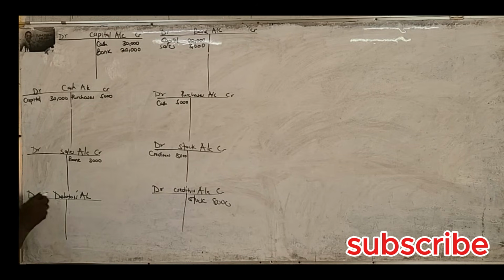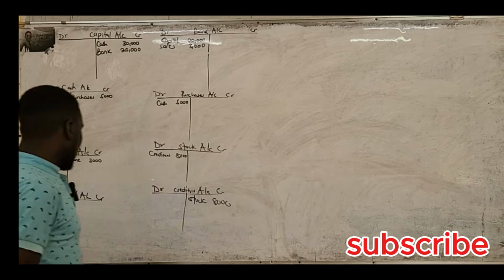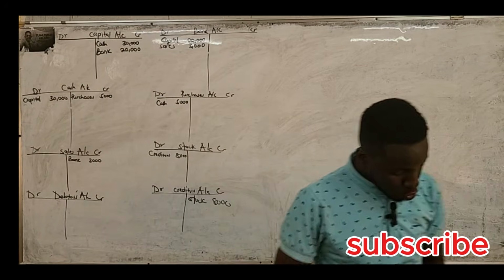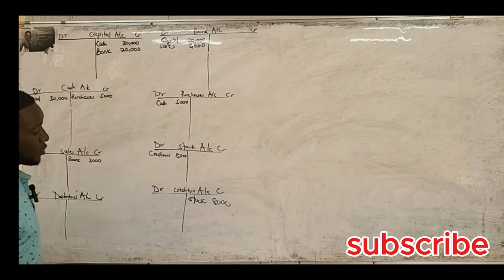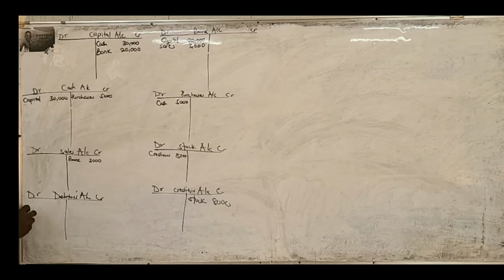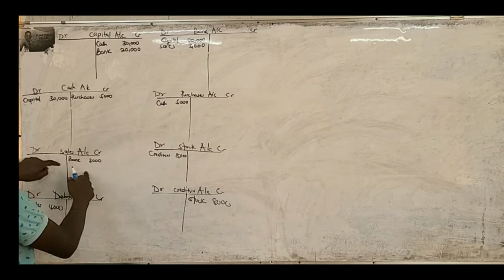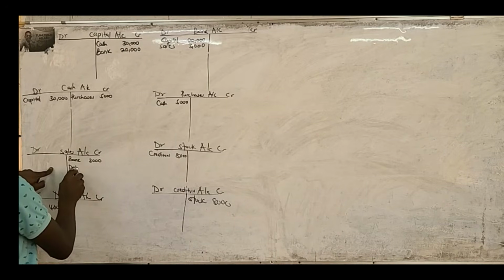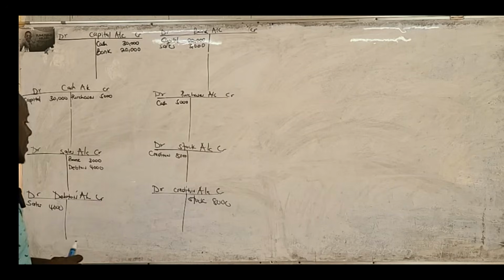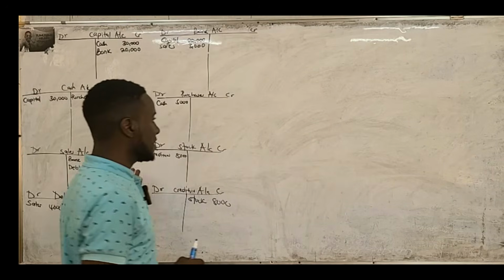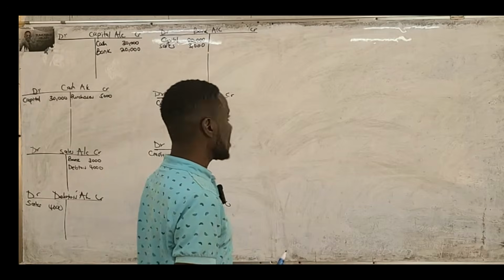account. So the question says again, sold goods worth 4,000 on credit. So if you are selling goods worth 4,000 on credit, it means the debtors are receiving worth 4,000, and then we go to the sales account and we say to the debtors worth 4,000. Just like this. It is very, very easy, as you can see. There's nothing complicated here.